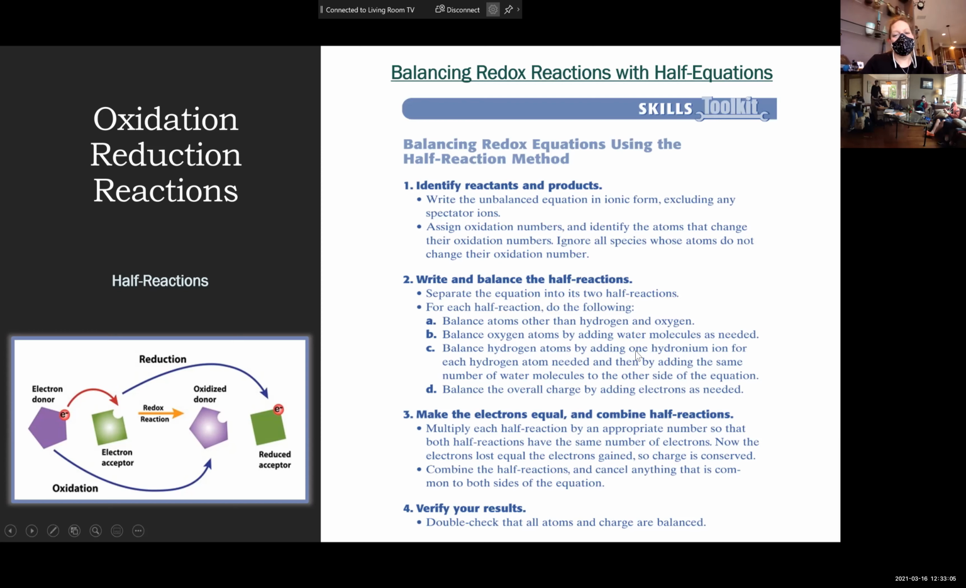This is good to refer to. If you're doing these equations for homework or for a lab, these little skills toolkit things in your book are actually really helpful because they give you nice, clean steps.